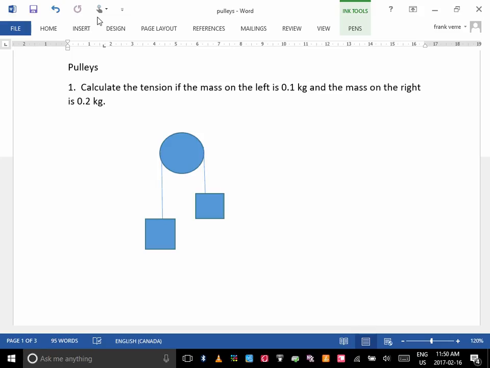Anyway, so we have a situation here. We have a pulley with two masses on it, okay? And we're going to basically talk about the forces acting on this system and then see if we can figure it out using the concept of net force, all right? But here's the thing. You normally have to think about directions, and you normally assign one direction as positive and the other one as negative, right?